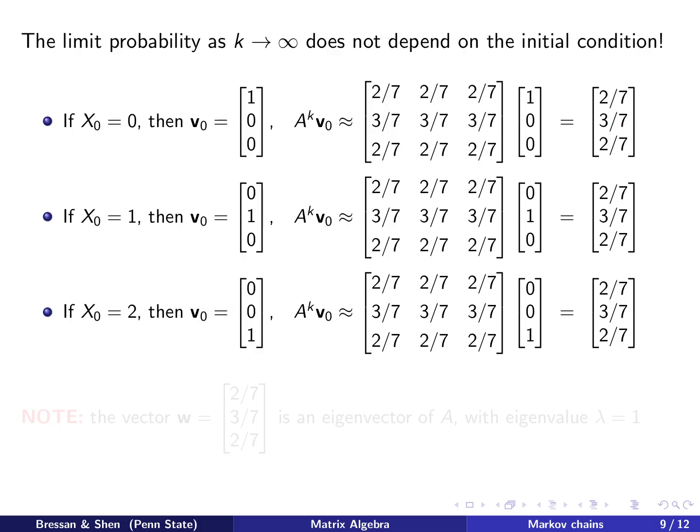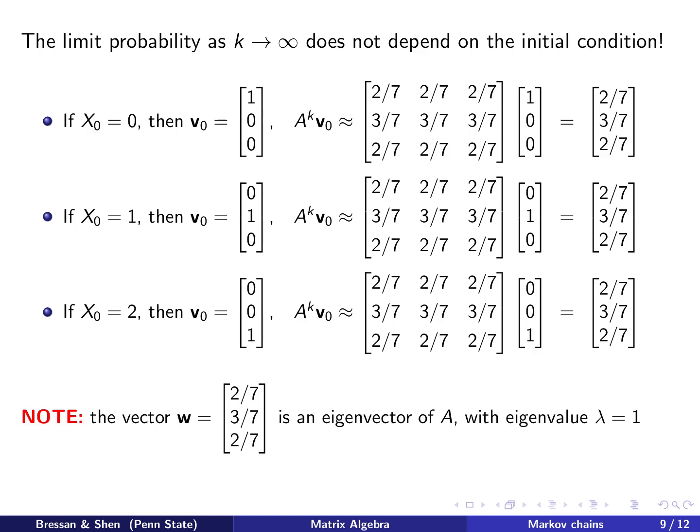And then let's check the other situation where x0 is 1. That means v0 now takes 1 in the second position. That's when the number of customers is 1. And then we compute A^k times v0, which means this matrix times that, and you would just have the second column. And the third case, when x0 equals 2, then v0 will have 1 in the third entry. You carry out a similar calculation, and then you will pick up the third column, which is the same. So all three are the same.